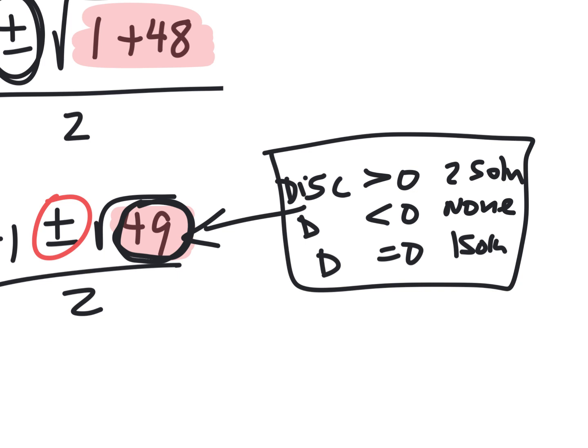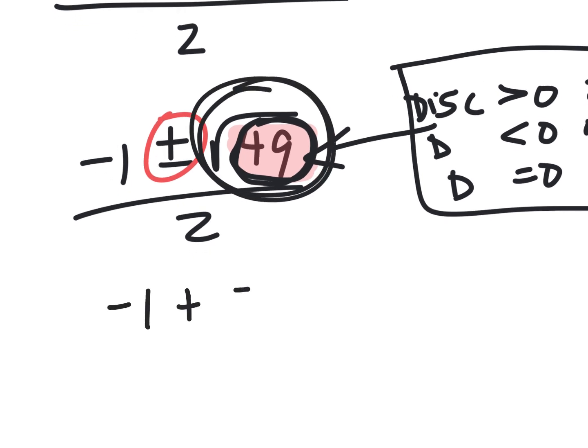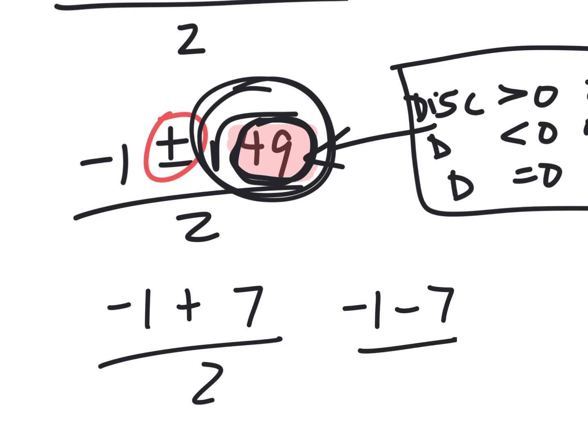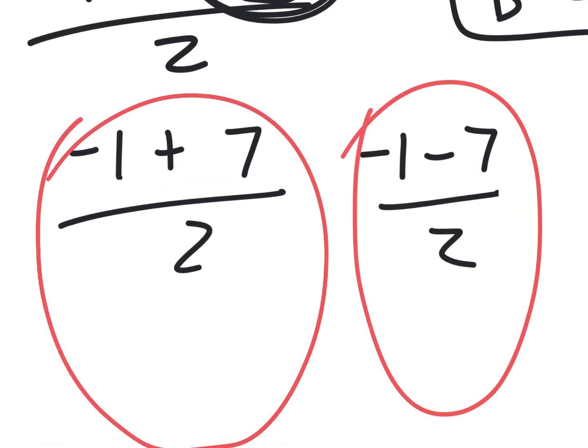Okay, so to finish this off, we had -1 plus, and I hope you knew the square root of 49 was 7. How many of you knew that? Raise your hand if you did. Okay, good. Then that's over 2. And then -1 minus 7 over 2. And those come out to completely different answers. So I'm not going to put an equals between them. This is one answer, and this is one answer.